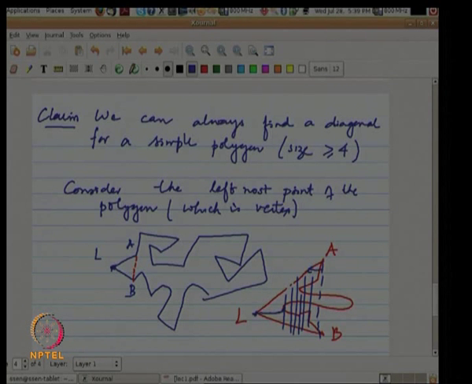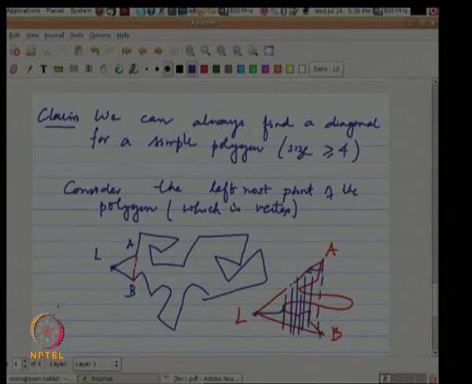One question: when we consider L and its two adjacent vertices, can't they be collinear? Yes. So, let me repeat the question. Here I have taken a situation where there is this L, but suppose I have L1 and L2. That is what you are worried about.